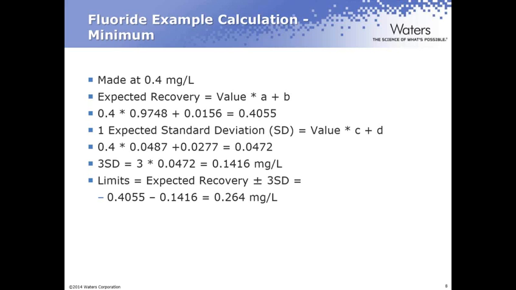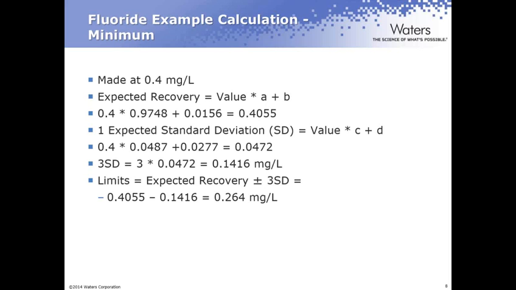So we can use that information to calculate what the minimum value would be in order to be able to pass a PT test. So we take our expected recovery of 0.4055, we subtract from that our 3 standard deviations of 0.1416, and we come up with a minimum value of 0.264.